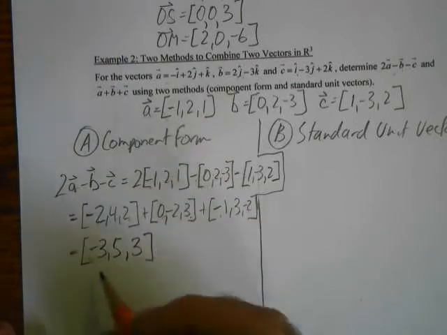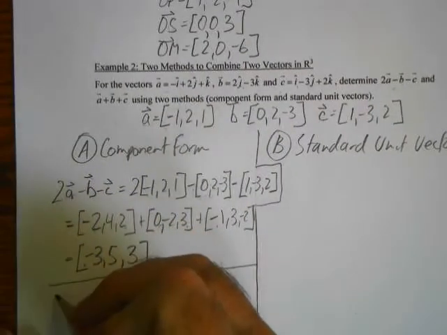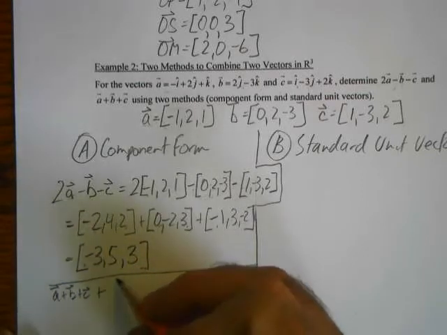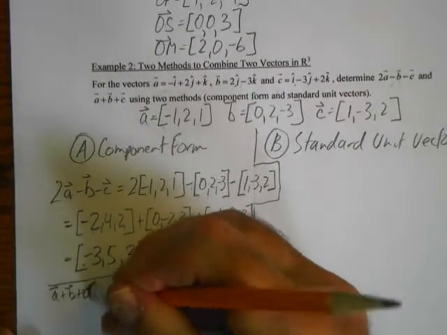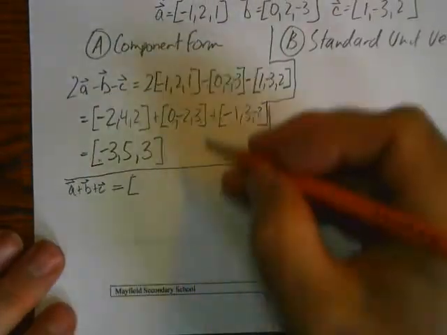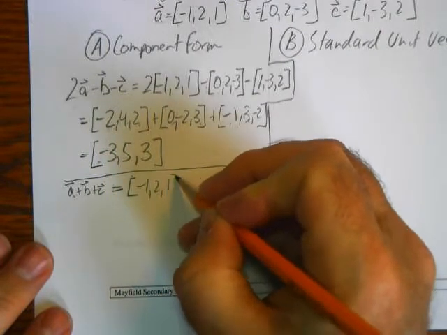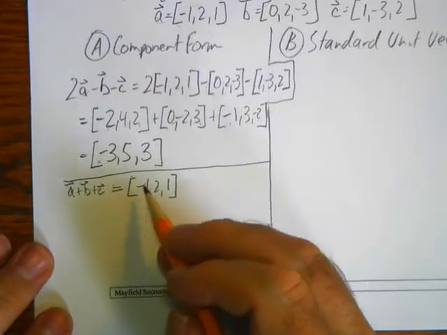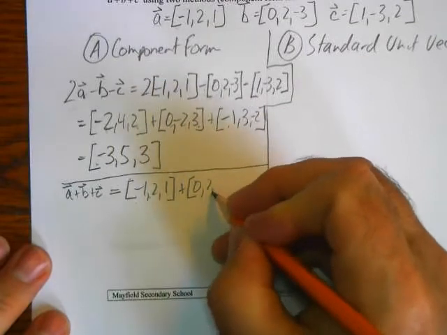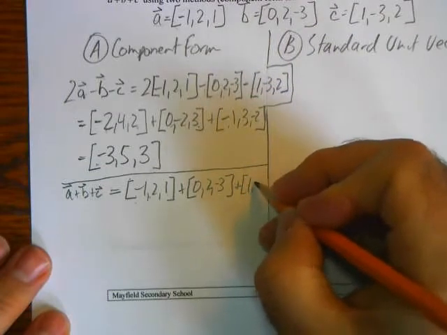Okay, if we do the second calculation, they want vector a plus b plus c. So this one should be a little bit easier because there's no multiplication or subtractions. So we just have vector a, negative 2, 1, 0, sorry, negative 2, 1, 1, negative 1, 2, 1, plus vector b, 0, 2, negative 3, plus vector c, 1, 3, sorry, negative 3, 2.